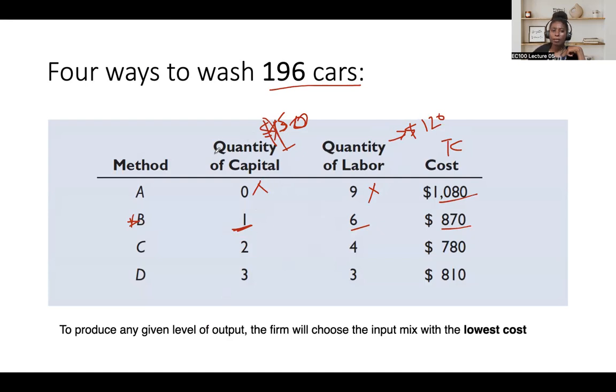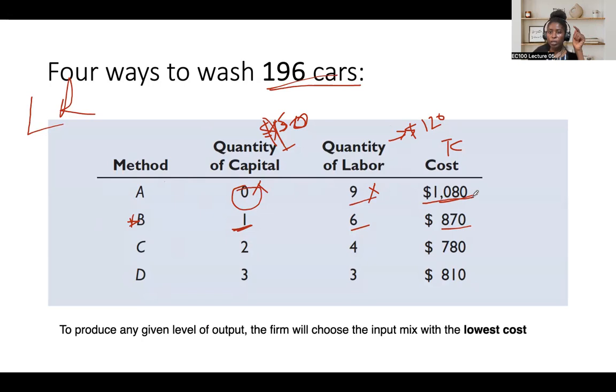Okay, but here, they are varying. Everything is varying. 0, 1, 2, 3. Capital is changing, labor is changing. That's why we are saying we are in the long run. So in the long run, this business person wants to get 196 cars washed in a day. Okay, then we're saying, okay, sir or madam, business owner, you are capable of changing your inputs anyhow. You can use zero capital, no line, no automated line. You just do everything manually. Have 9 labors. 9 times 120, you get this.